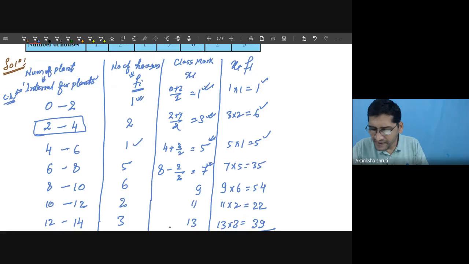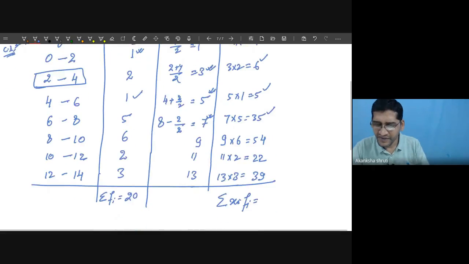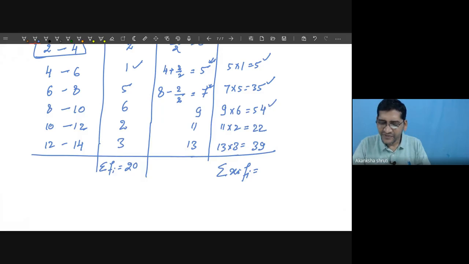plus 35 is 47, plus 54, how much? 101, plus 22, 123. Then 123 plus 39, 162. Is it okay?